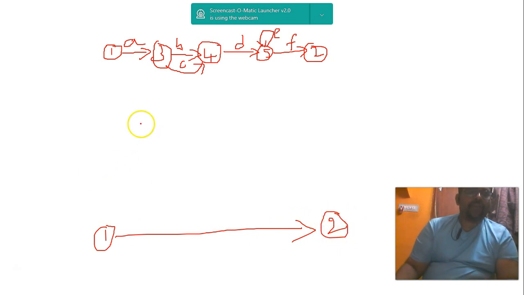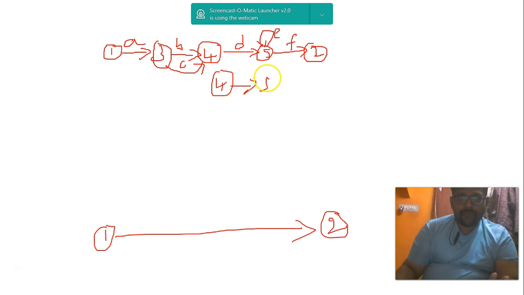For that, before removing any node, I have to check whether there are any parallel, serial or loops. See here there is a loop. Before going to remove this particular node 5, I have to remove this self loop. So for that, I have to apply the loop rule. So 4 to 5, 5 to 2, E asterisk F.